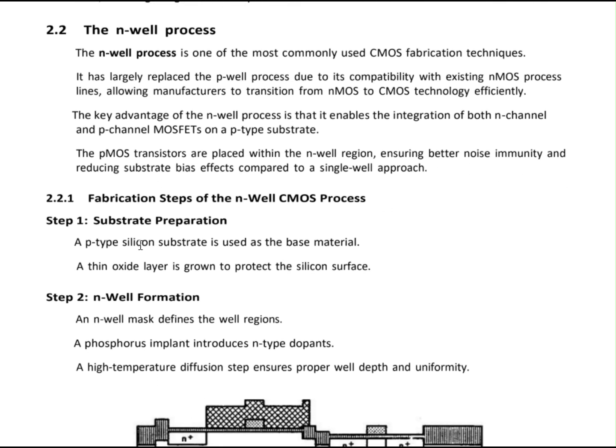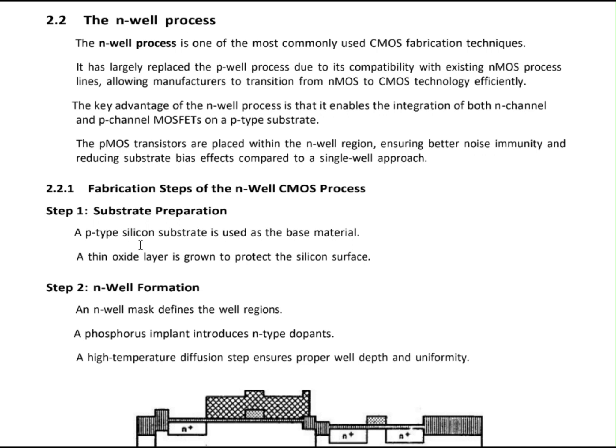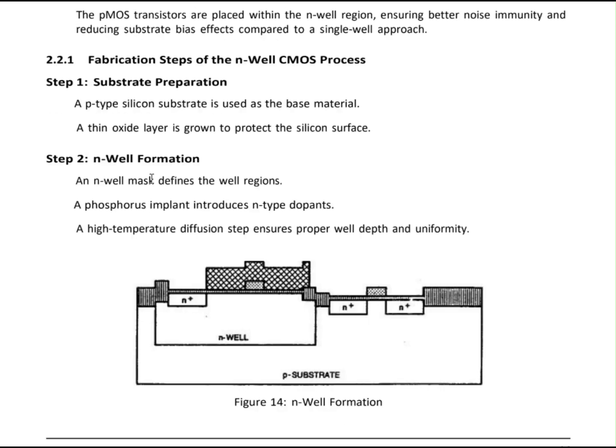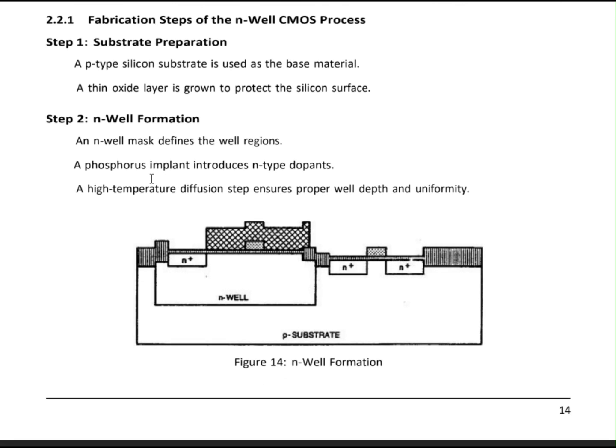Now we'll discuss the N-well process. The N-well process is most commonly used in CMOS fabrication techniques, and the key advantage of the N-well process is it enables the integration of both N-channel and P-channel MOSFETs on a P-type substrate. The steps involved in the N-well CMOS process: substrate preparation, in which a P-type silicon substrate is used as the base material and a thin oxide layer is grown to protect the silicon surface.